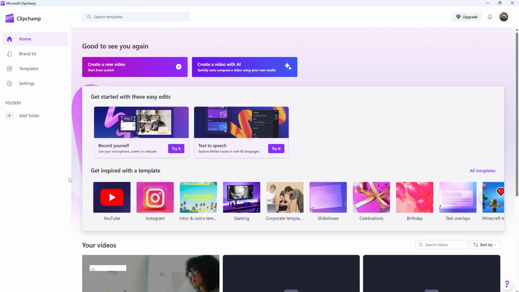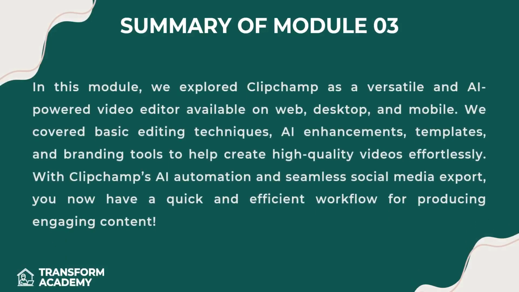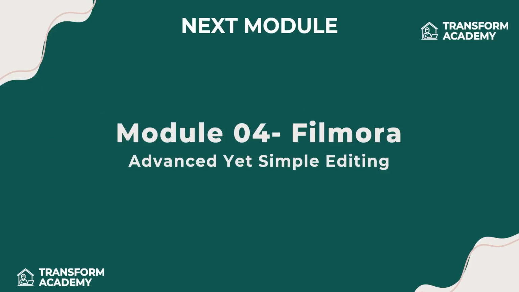Okay, so our module 3 has come to an end. The summary of module 3 is, in this module, we explored Clipchamp as a versatile and AI powered video editor available on web, desktop, and mobile. We have covered basic video editing techniques, AI enhancements, templates, and branding tools to help create high quality videos effortlessly. With Clipchamp's AI automation and seamless social media export, you can now have a quick and efficient workflow for producing engaging content. Our next module will be module 4, Filmora, an advanced yet simple editing software.